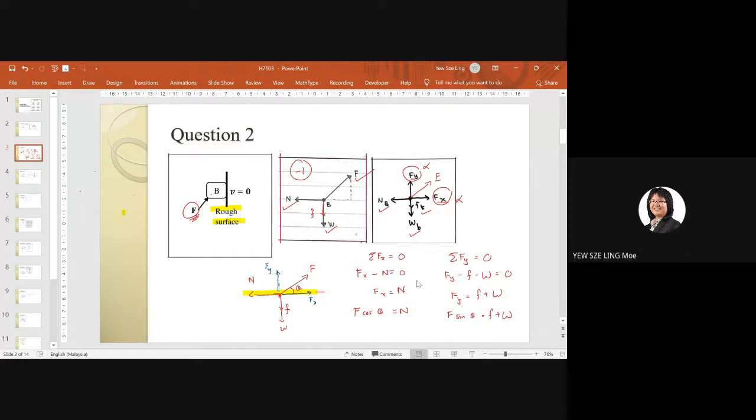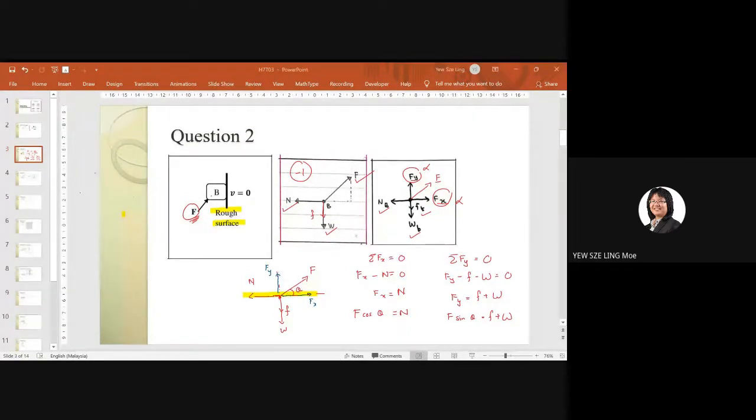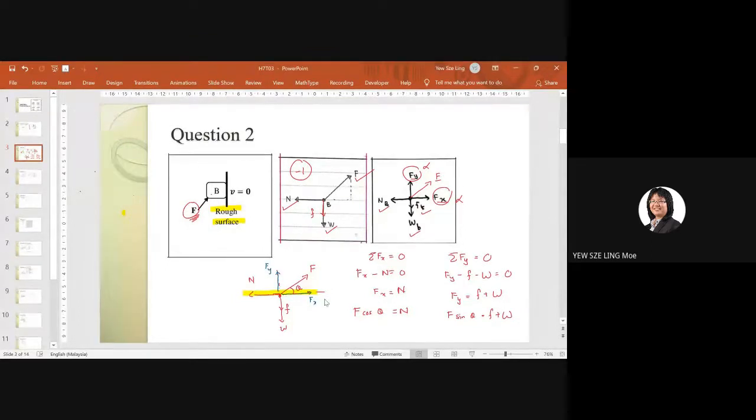So this is how you resolve it if it involves 2D, two-dimensional. You have two forces after you resolve this F. So you have Fx and Fy. Fx becomes F cos theta, and then Fy becomes F sine theta. That is how you resolve it. All right, so make sure you know how to sketch a correct and complete free body diagram.